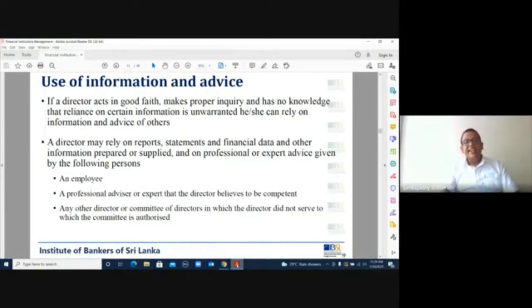And the third one is any other director or committee of the directors on which the director did not serve, to which the committee is authorized. So from these persons, they can get information and expert advice and act in good faith for the particular company. This explains the circumstances where a director can use information and advice from outsiders, other people.